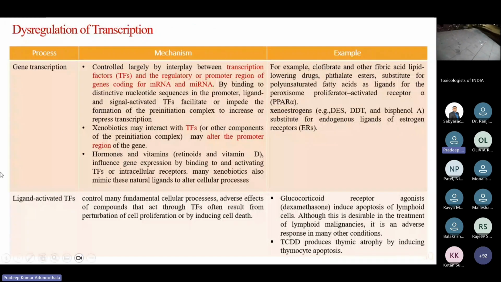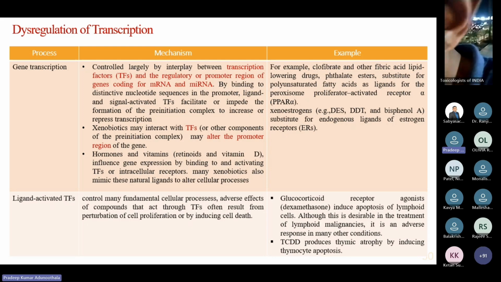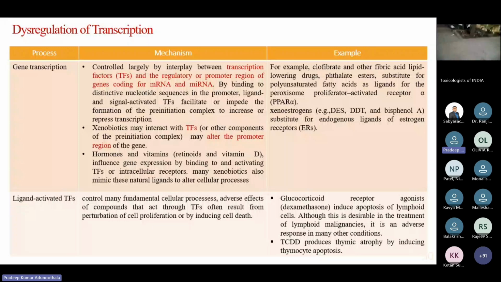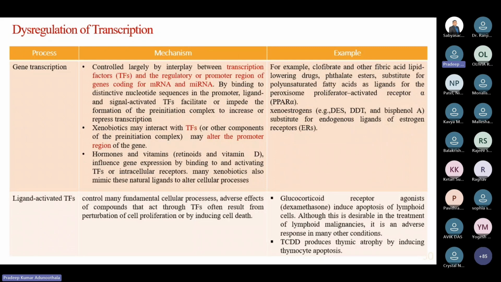Coming to the dysregulation of transcription. First, gene transcription. What is meant by gene transcription? Gene transcription is controlled largely by the interplay between transcription factors and the regulatory or promoter region of genes coding for mRNA and miRNA. By binding to these distinctive nucleotide sequences in the promoter, ligand and signal activated transcription factors facilitate and form a pre-initiation complex that increases the transcription, and that continues with the replication. This is the general process of gene transcription.